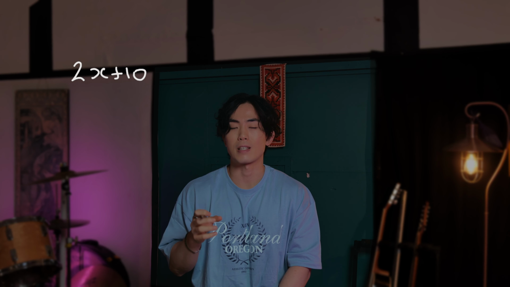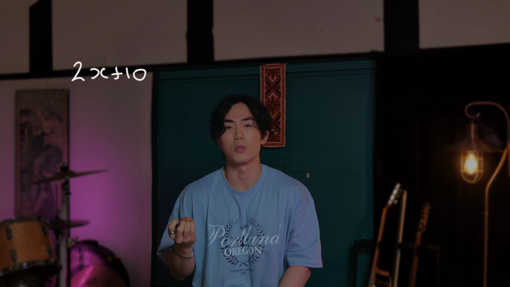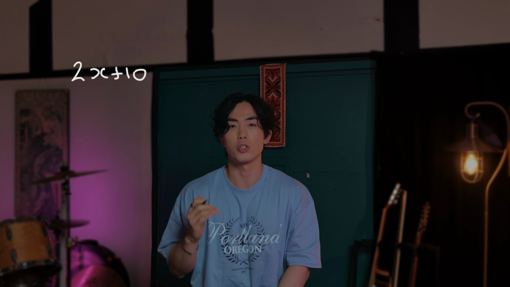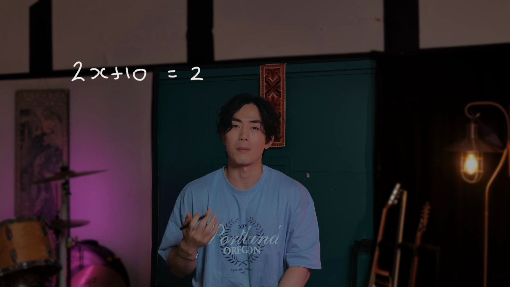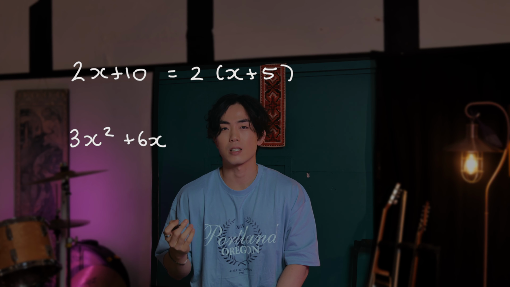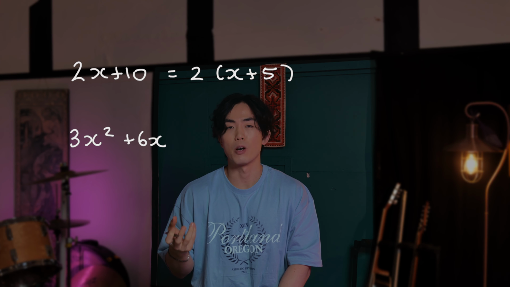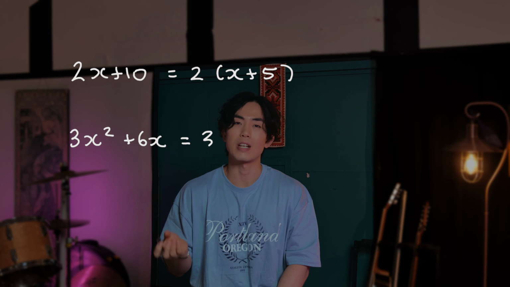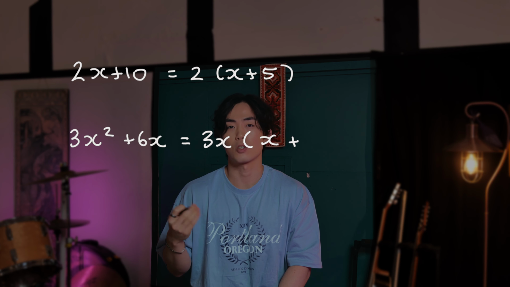Now, for both 2x and 10, the only factor will be 2. So I can take 2 out by dividing 2 from each term. So we'll get 2 and then in brackets, x plus 5. For this one here, we have 3x squared plus 6x. For both terms, they have a factor of 3x. So taking 3x out, I'll be left with x plus 2.